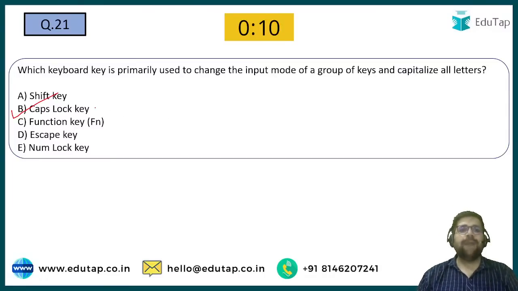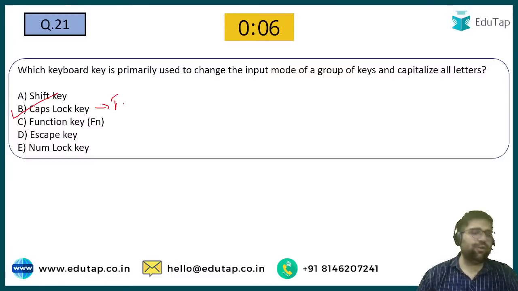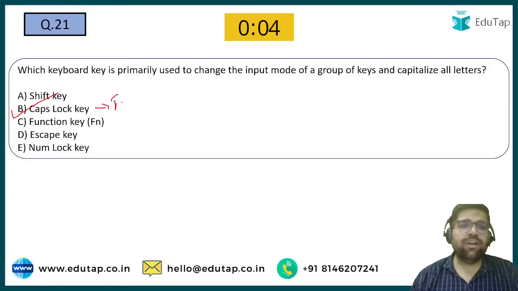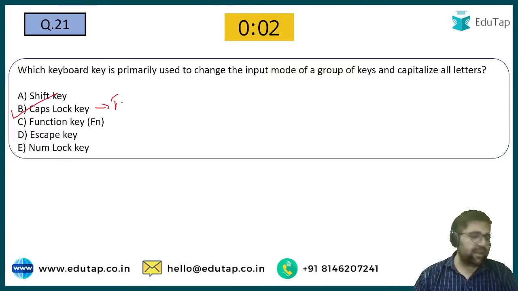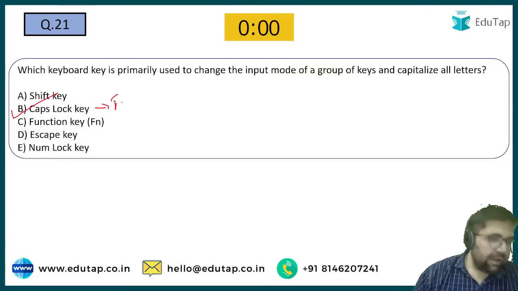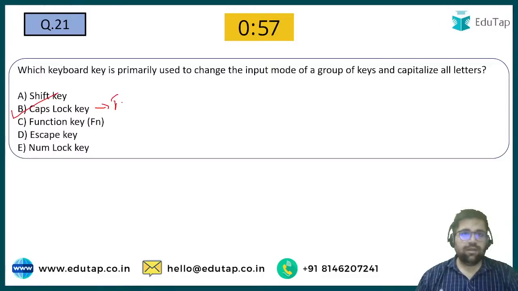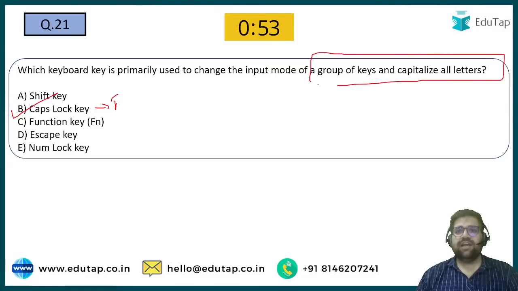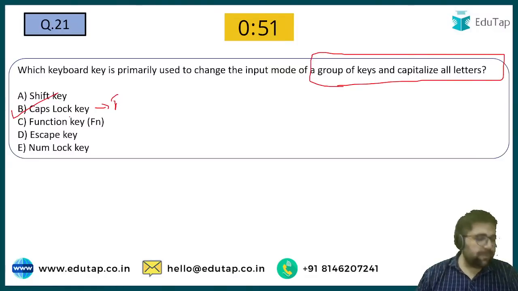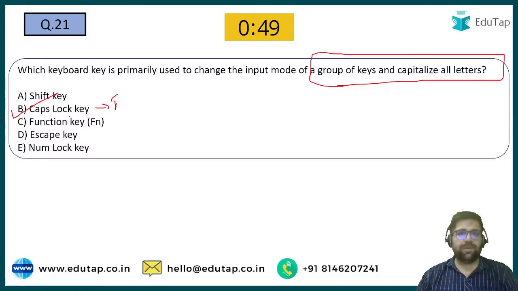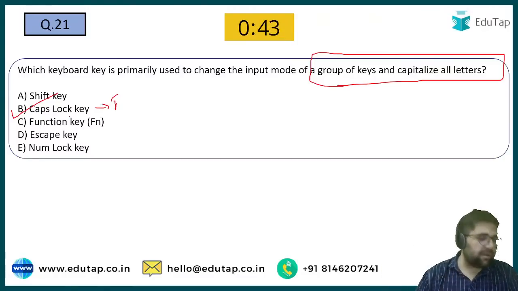But tell me, is caps lock a toggle key or is it a modifier key? This is a good question, I would say. Capitalize all the letters is asked, therefore the answer will be caps lock only. Shift you have to press separately and then press the other letter. It will not capitalize all the letters at the same time.